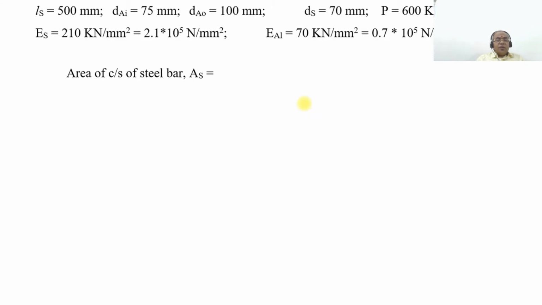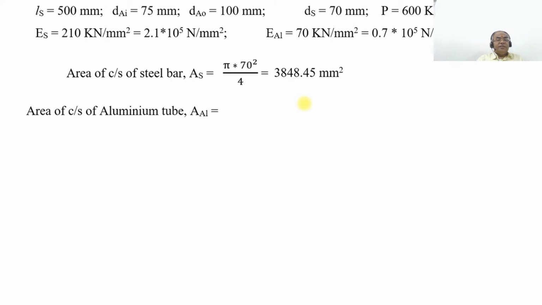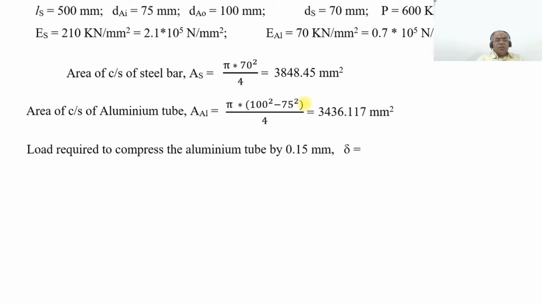First we are going to find the area of the steel bar. Area of steel bar is pi by 4 into 70 square, which on simplification is 3848.45 mm square. Similarly, area of aluminium tube, AAL, is pi by 4 into (100 square minus 75 square), which on simplification is 3436.117 mm square.